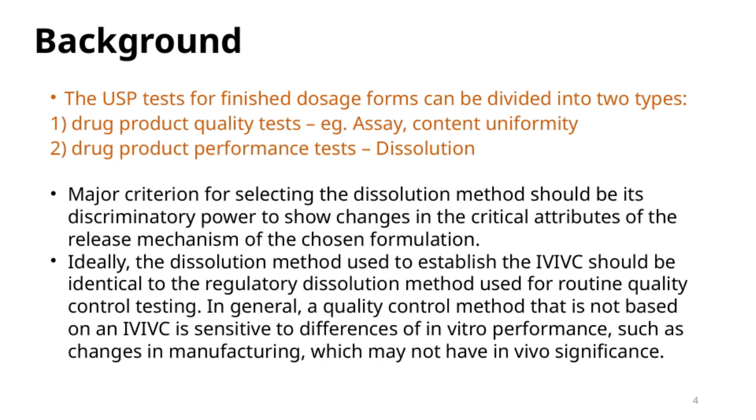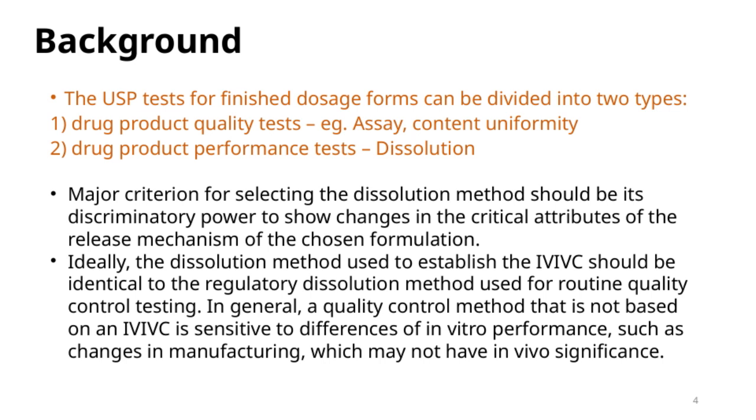Ideally, the dissolution method used to establish an in vitro in vivo correlation, or IVIVC, should be the same as the one used for routine quality control testing. This consistency helps ensure that the quality control method truly reflects the in vivo performance of the product. It's important to note that a quality control method not based on IVIVC is usually more sensitive to differences in vitro performance, like changes in manufacturing processes. Those differences might not necessarily translate into in vivo effects.